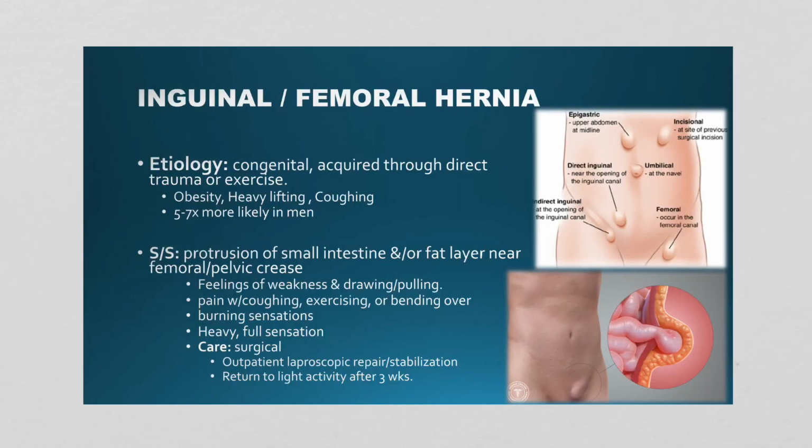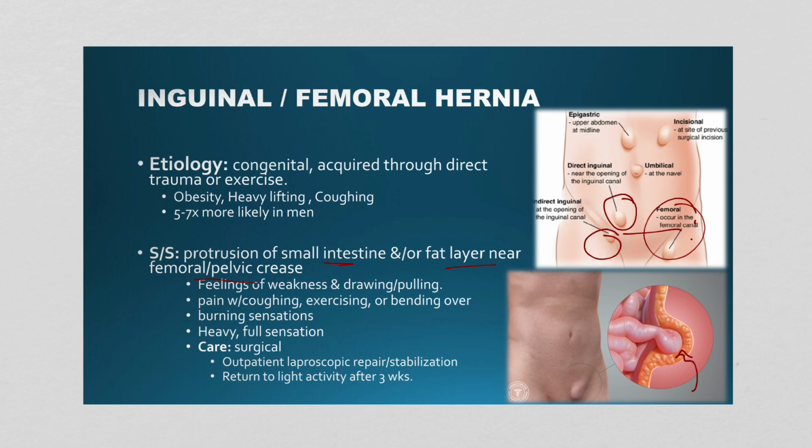So this should be a little bit of a review because we talked about inguinal femoral hernias in the lower extremity, but a review is never a bad thing. So in terms of the mechanism, most often traditional inguinal hernias typically result, as you see down here, from some type of protrusion of the small intestine and or fat layer near the pelvic fold or crease. So most often this would be a femoral hernia. We have an indirect inguinal hernia, which is a little bit more proximal. You can see that in terms of where it lives. Or you have a direct inguinal hernia, which is happening near the inguinal canal.